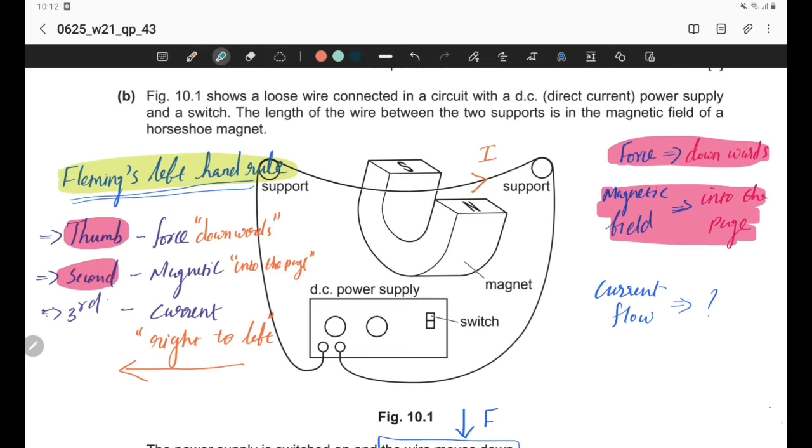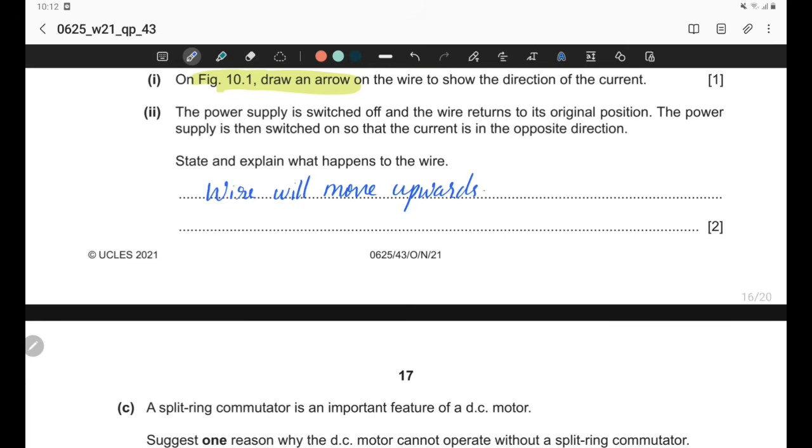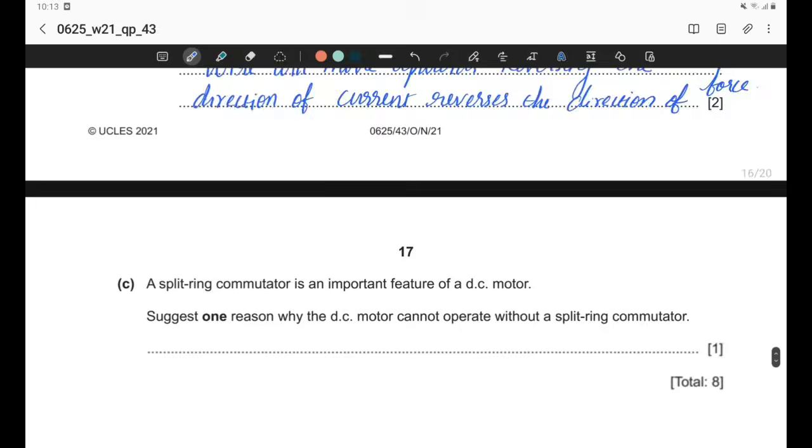When the current direction changes, the force will be in the opposite direction. Instead of downwards, there will be a force which will act upwards, so the wire will move upwards. So we can write down: wire will move upwards. Since it is a 2-mark question, we can write the reason also: reversing the direction of current reverses the direction of the force.